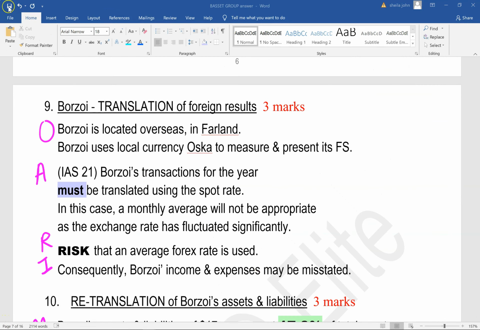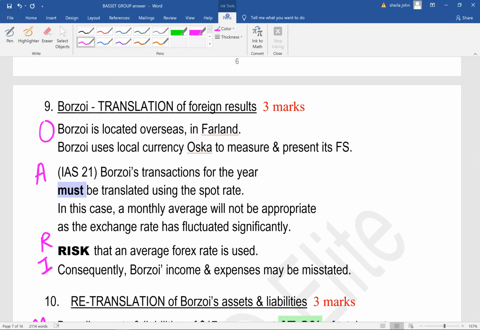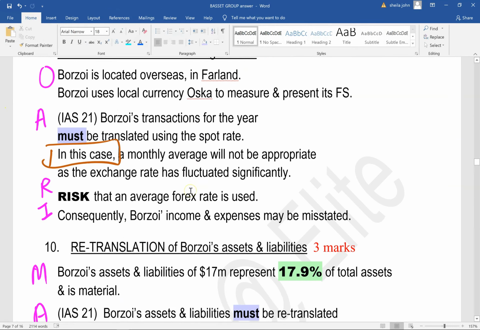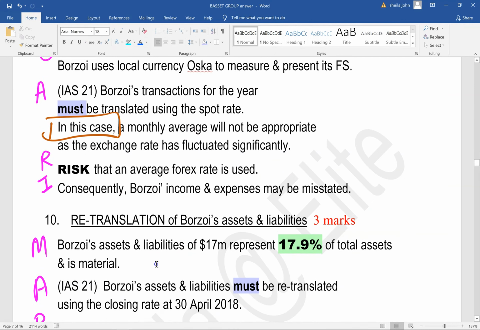Looking at the results of this foreign subsidiary, the accounting treatment here is that Borzoi's transactions for the year must be translated using the spot rate. In this case, a monthly average will not be appropriate because there have been significant fluctuations in rates in this country. So I'm trying to apply it to the scenario as much as possible. Risk here is that they end up using an average rate. Consequently, if they do that, then Borzoi's income and expenses may actually be misstated.